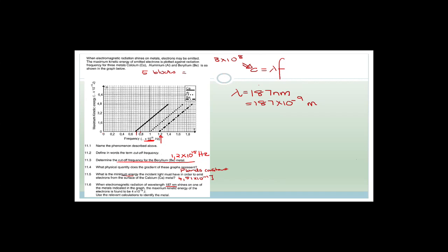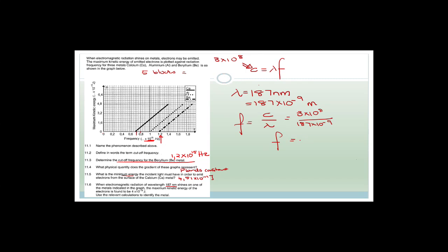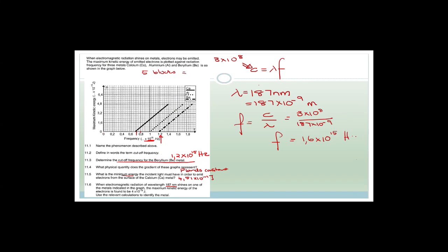Do you agree that we can get the incident frequency by working out frequency equals C over lambda, which is 3 times 10 to the 8 over 187 times 10 to the negative 9. Let's get out the calculator. 3 exponent 8 divided by 187 exponent negative 9 equals 1.6 times 10 to the 15. So the frequency of the incident light is 1.6 times 10 to the 15 hertz.